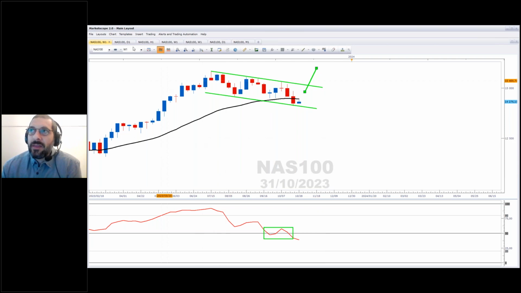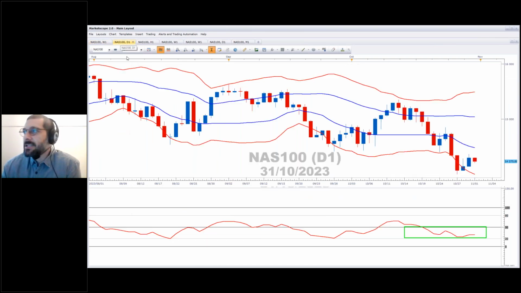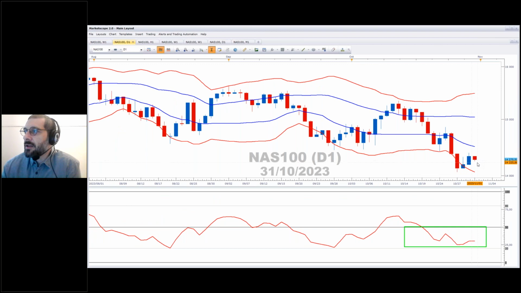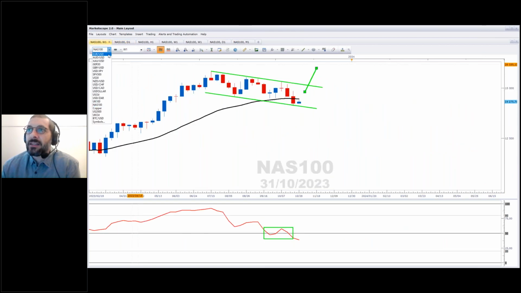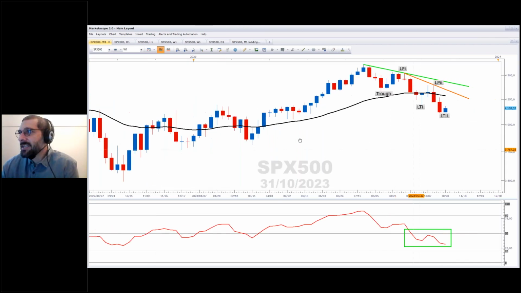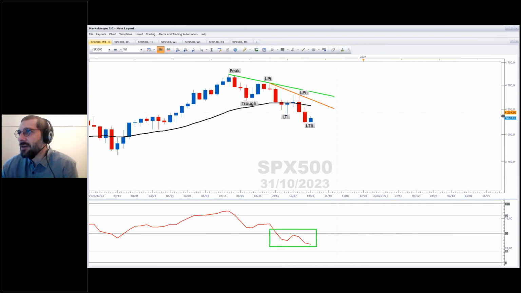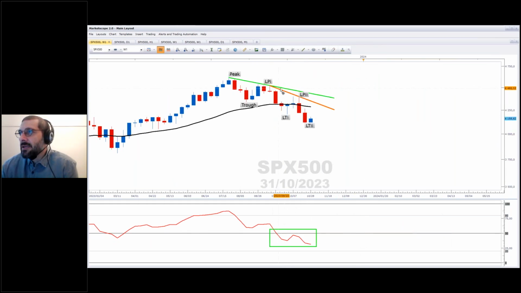Possibly. The way that we're going to monitor this is we're going to go through to the NASDAQ daily. We want to see it move from zone 3 into zone 2, from zone 2 into zone 1. That's the way we're going to monitor it. What we can do is we can take a look at the S&P 500 and bring that up. And you can see the S&P 500's actually got quite a vicious downtrend here.